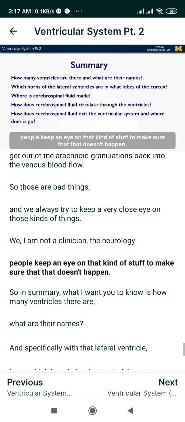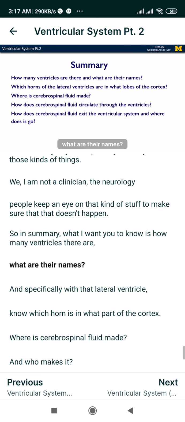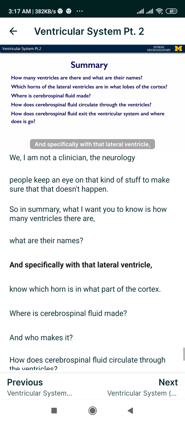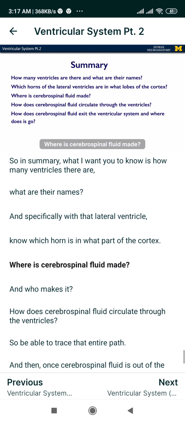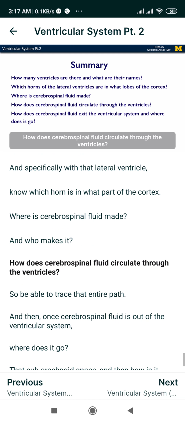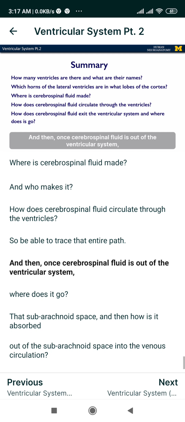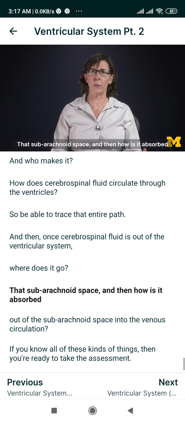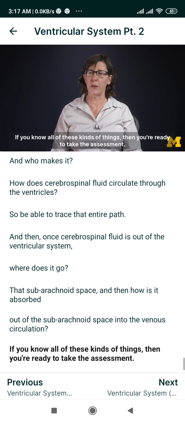So in summary, what I want you to know is how many ventricles there are, what are their names, and specifically with that lateral ventricle, know which horn is in what part of the cortex, where is cerebrospinal fluid made, and who makes it, how does cerebrospinal fluid circulate through the ventricles, so be able to trace that entire path, and then once cerebrospinal fluid is out of the ventricular system, where does it go? That subarachnoid space, and then how is it absorbed out of the subarachnoid space into the venous circulation? If you know all of these kinds of things, then you're ready to take the assessment.